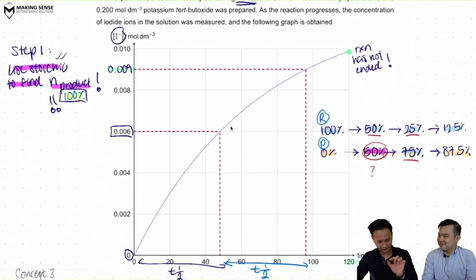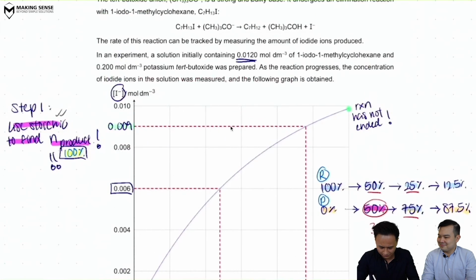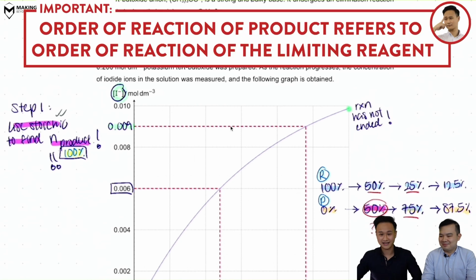Now, here's the thing, Mr. Leong, does it make sense to talk about why am I even talking about the order of reaction for a product? It doesn't make sense, right? Nope. No, it does not. So, in this case, please take this down. The order of reaction for a product actually refers to the order of reaction of the limiting reactant. Yes, that's incredibly important. So remind yourself this.